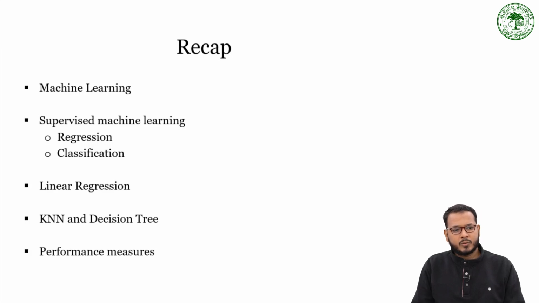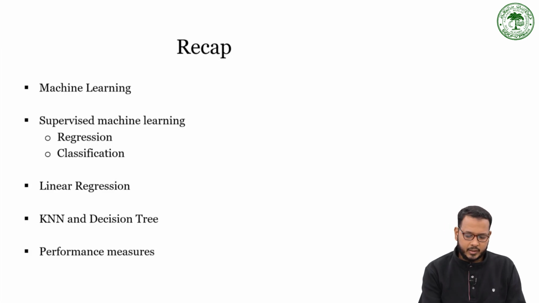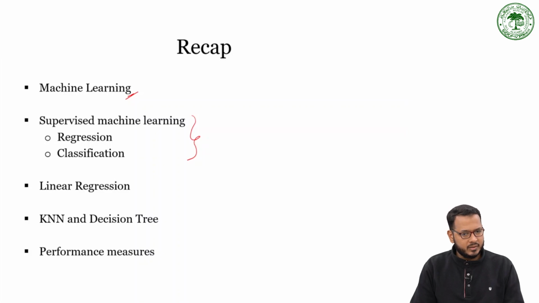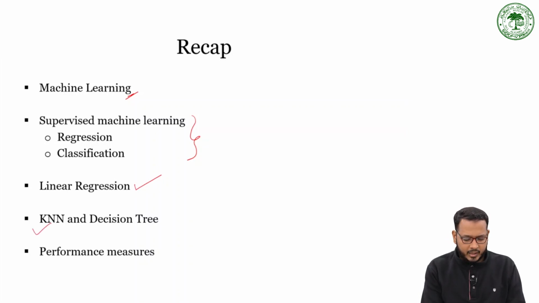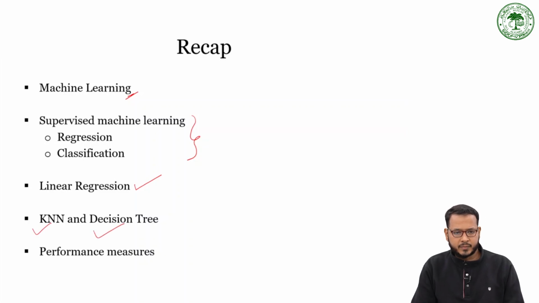As a recap, so far we have discussed concepts like machine learning. We also discussed supervised machine learning and its two broader types, regression and classification. We also discussed a regression technique called linear regression. We have also covered k nearest neighbor and decision tree algorithm for classification problems. We have also covered performance measures apart from classification accuracy and mean squared error. They are precision, recall, R square, and AUC score.